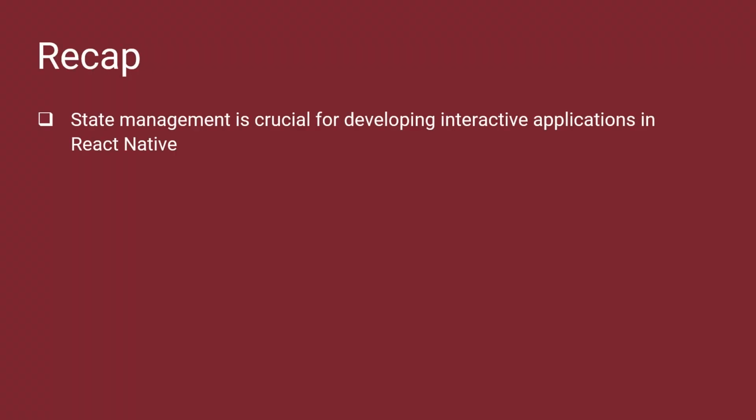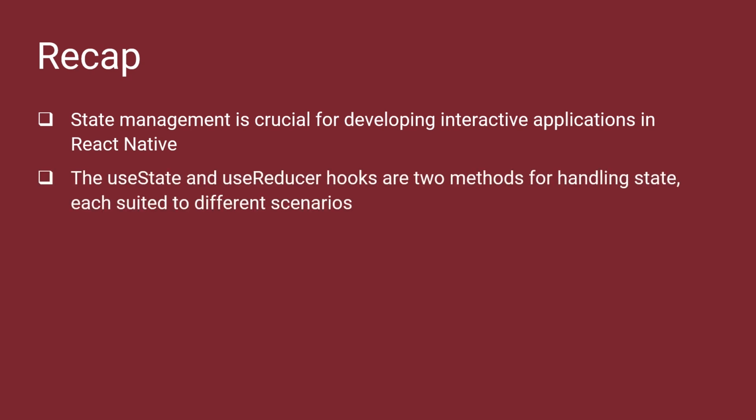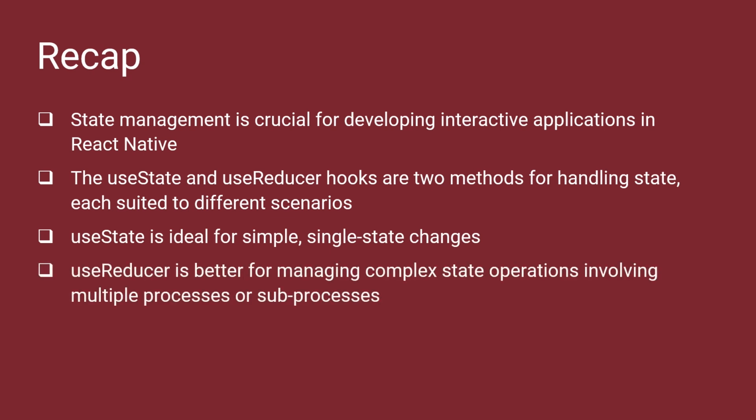In this video, you learned that state management is crucial for developing interactive applications in React Native. The useState and useReducer hooks are two methods for handling state, each suited to different scenarios. useState is ideal for simple, single-state changes, and useReducer is better for managing complex state operations involving multiple processes or sub-processes.